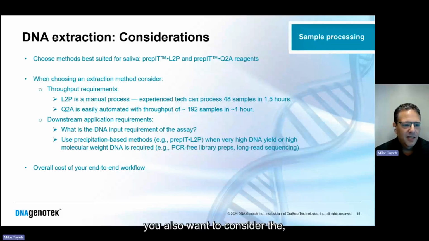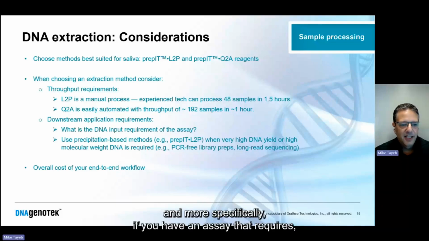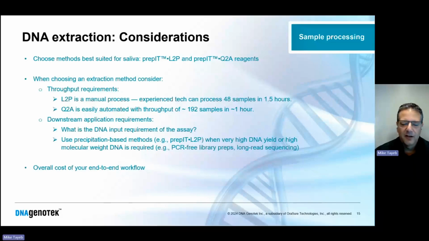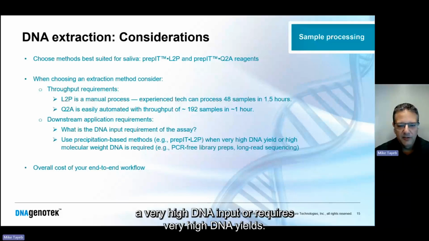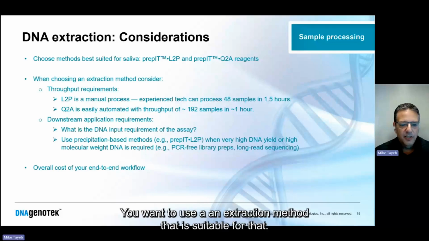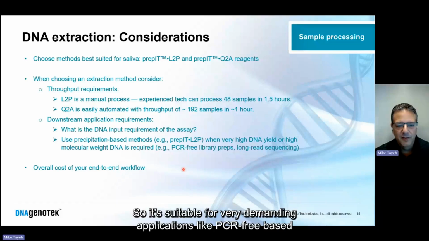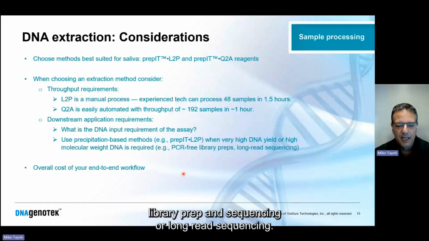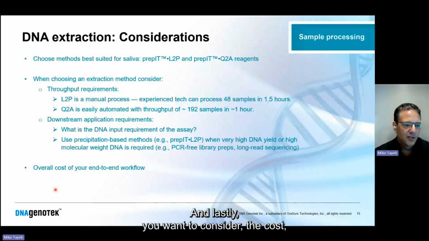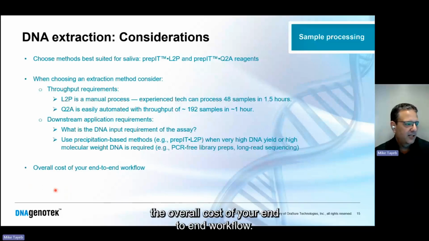You also want to consider the input requirements of your assay. More specifically, if you have an assay that requires a very high DNA input or very high DNA yields, you want to use an extraction method that is suitable for that. PrepIt L2P gives you very high DNA yields and very high molecular weight. So it's suitable for very demanding applications like PCR-free based library prep and sequencing, or long read sequencing. And lastly, you want to consider the overall cost of your end-to-end workflow.